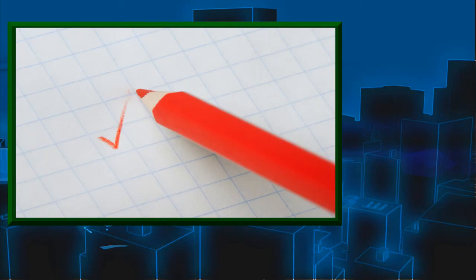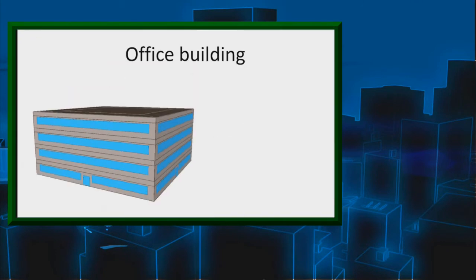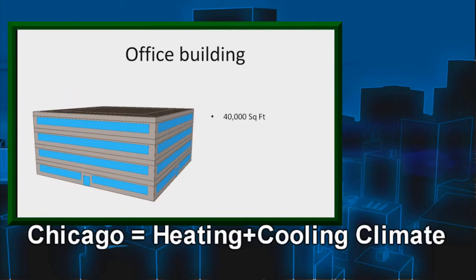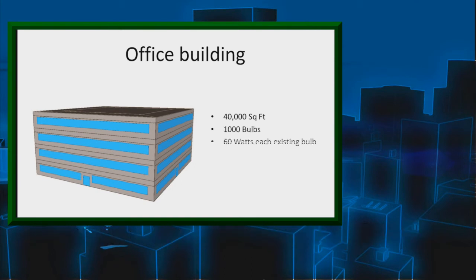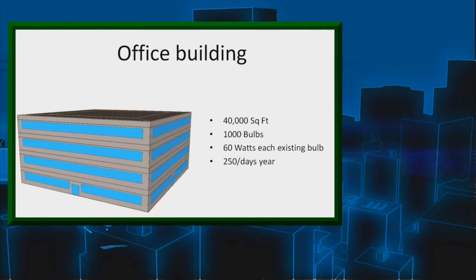We'll keep it simple. Let's look at the standard pencil and paper method. Say we have an older office building in Chicago that's 40,000 square feet and has 1,000 light bulbs that need replacing. To keep it simple, let's assume each light bulb is 60 watts, the office is occupied 250 days per year, and each light is on for about 10.2 hours per day. If electricity costs 10 cents per kilowatt hour, the math is not too difficult.